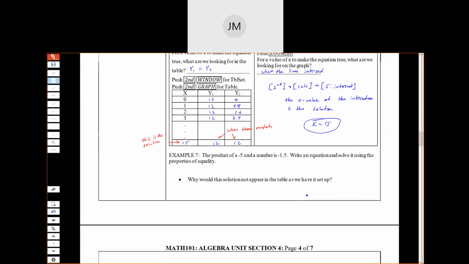All right, let's look at another one. The product of -5 and a number is -1.5. So again, I'm going to translate this into a math equation. Okay, so product of means multiply. So I'm going to multiply two things. Okay, so I have the product of -5. I have a number. Since I don't know it, I'm going to call it x.